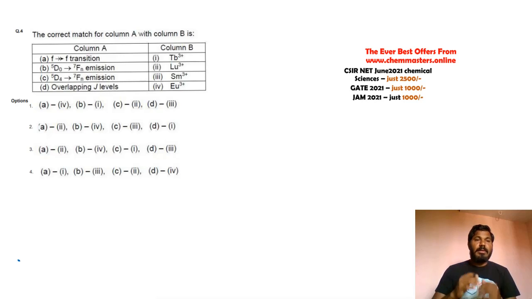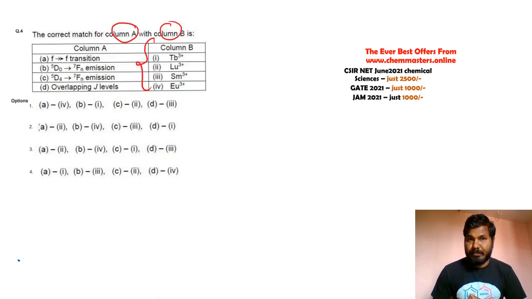Okay, now just come to the point of the question. The correct match for column A and column B is... So here we are given lanthanide ions. And if we look back at previous year papers of CSIR Chemical Sciences, we may conclude that at least one question comes from lanthanides in each and every paper. That's why it is a very important topic.